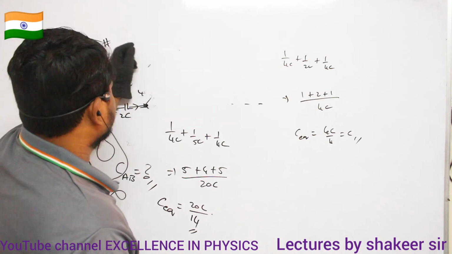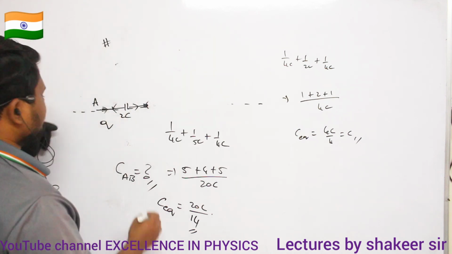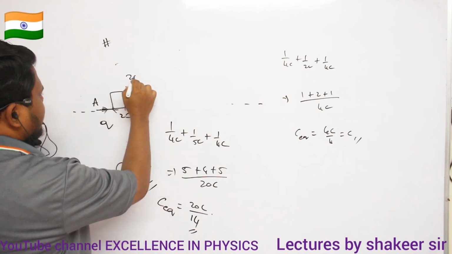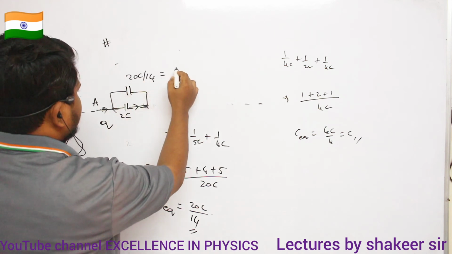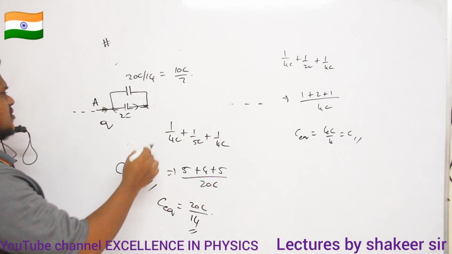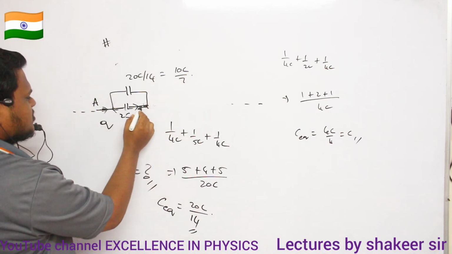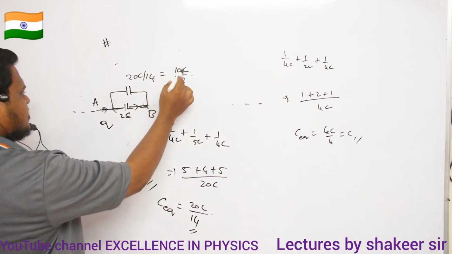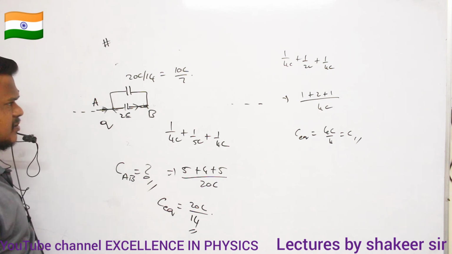So just remove all of them. Clear? If I remove all of them, then what is the capacitance which I will get? I will get a capacitance of 20C divided by 14. Or just you can write 10C divided by 7. I can write up to here also. Clear? So next 10C divided by 7 and 2C. Are they in series or are they in parallel? So 10C divided by 7 and 2C. They are in parallel connection, no?